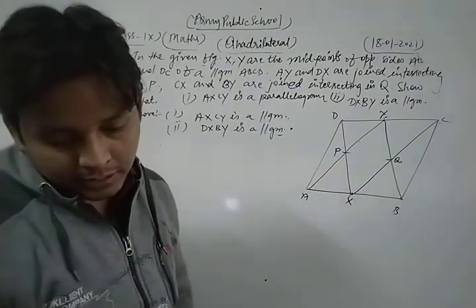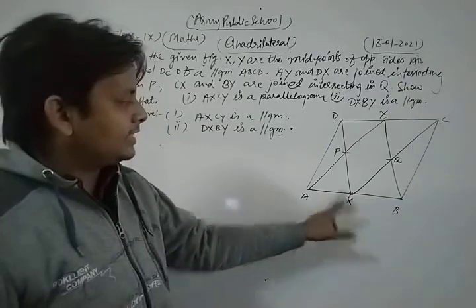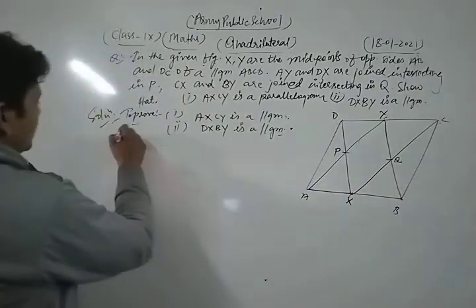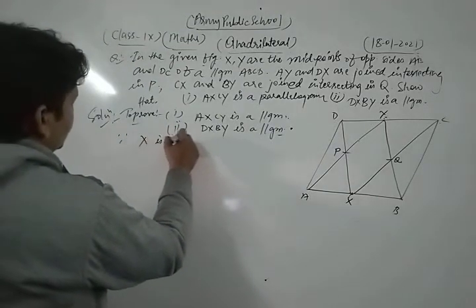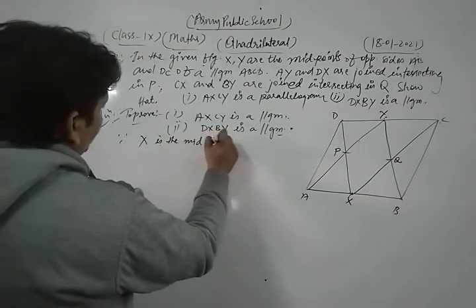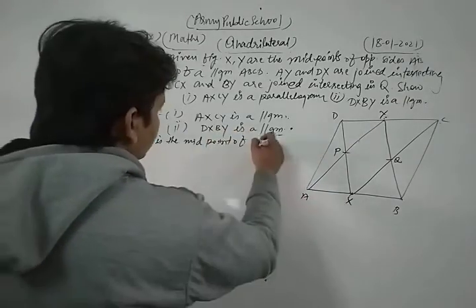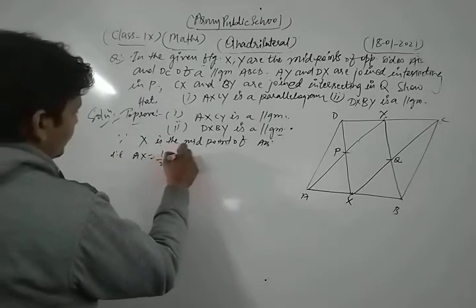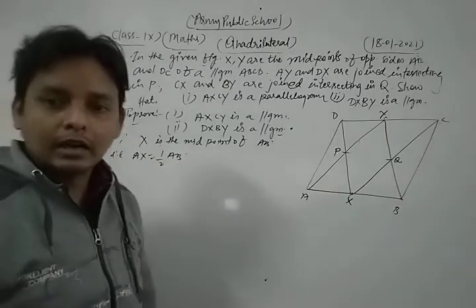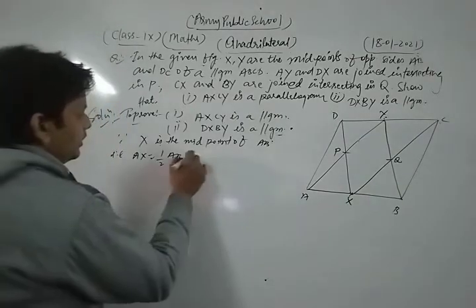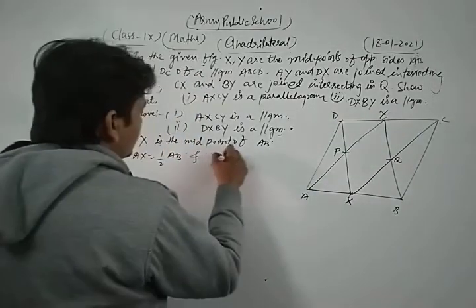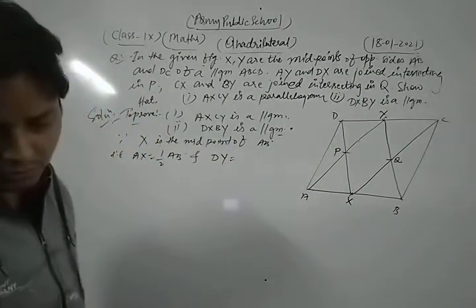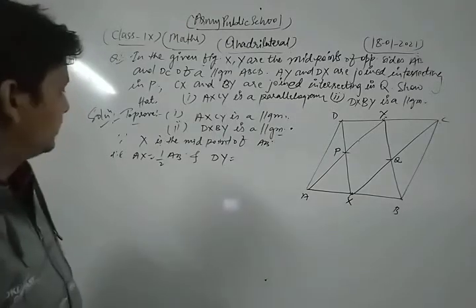Now let's see, dear students. X and Y are the midpoints of what? Since X is the midpoint of AB, that is AX is equal to half of AB. AX is equal to what? Half of AB. And similarly, DY is equal to half of CD. DY is equal to what? Here first of all we take XB.